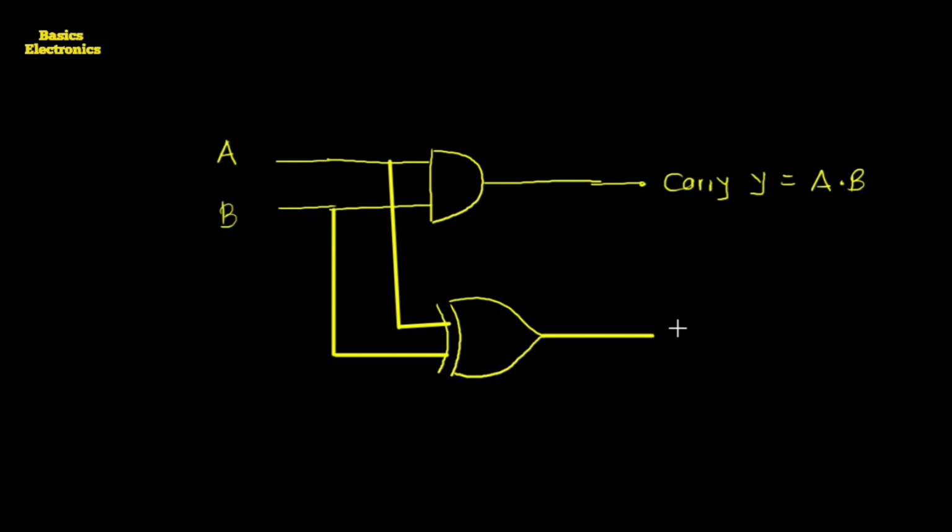The output of the XOR gate is the sum output, and here Sum Y equals A XOR B. Sum Y equals A XOR B. Okay, this is the logical diagram of the half adder.